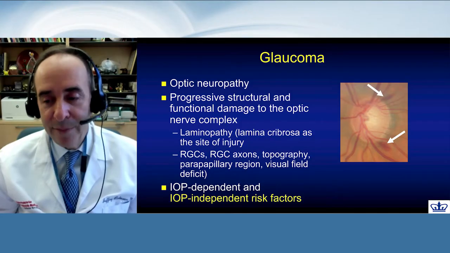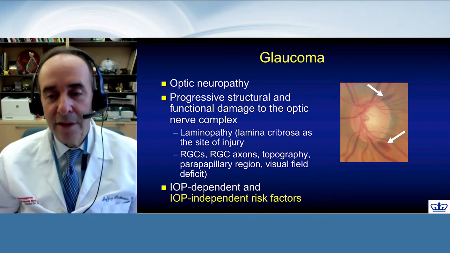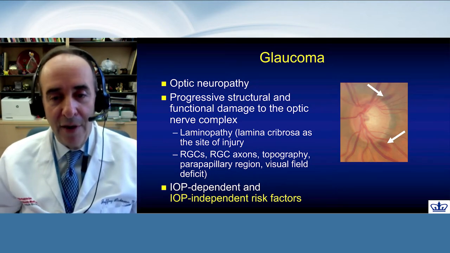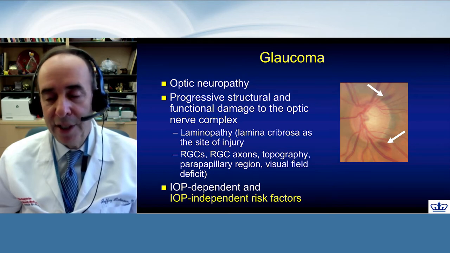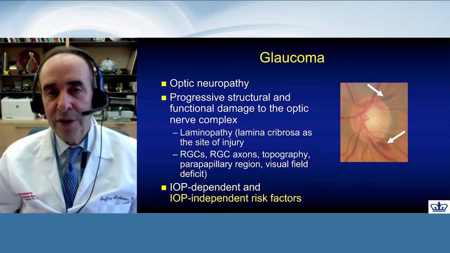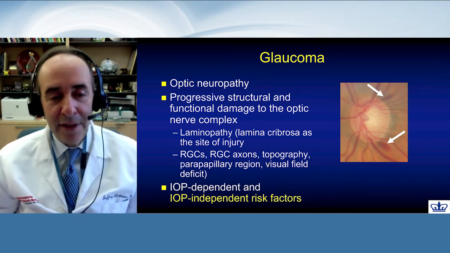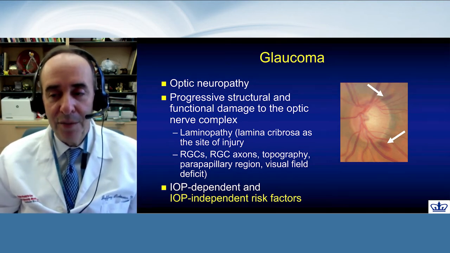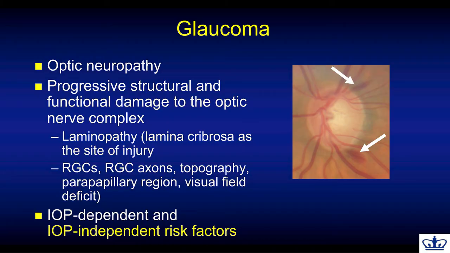It is really a disease that begins at the lamina cribrosa, where retinal ganglion cells are injured, along with their axons, and the appearance of the disc begins to change. But of course, there are pressure-dependent and pressure-independent components to the disease process. In this picture of the optic nerve, there are two optic disc splinter hemorrhages, which are suggestive of future visual field and optic nerve damage.